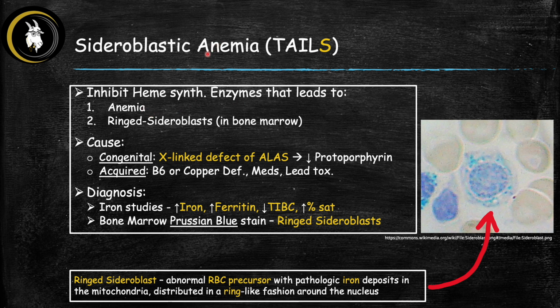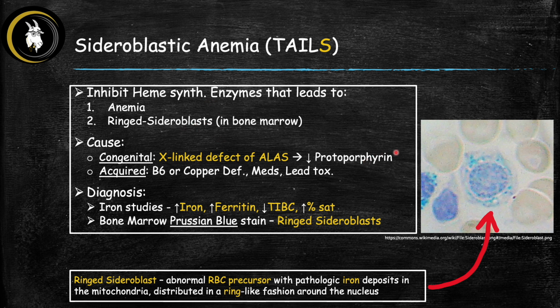Number one, anemia, and number two, formation of something known as ringed sideroblasts, and that's why this is known as sideroblastic anemia. So what happens is that when these diseases inhibit heme synthesis, that means that the iron inside of those red blood cell precursor cells is now no longer being used up to make heme, so it's going to deposit in the mitochondria. It's going to form in the shape of a ring, a bunch of iron deposits in the mitochondria, and that's what you're going to see as these ringed sideroblasts.